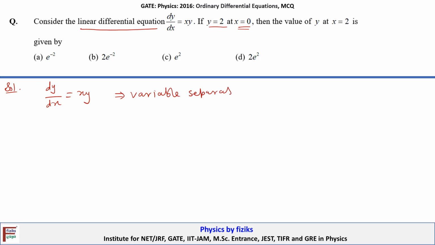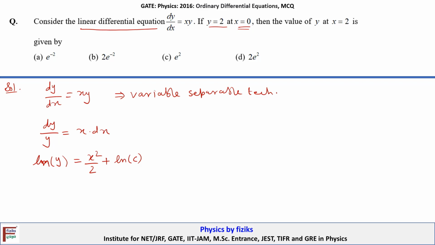Then this equation is written as dy by y is equal to x times dx. Now integrating on both sides, we can write ln, the natural logarithm of y, is equal to x square by 2 plus ln of the arbitrary constant c. Here the arbitrary constant is added in terms of the logarithm, because in this solution one term is the natural logarithm. Therefore we add the arbitrary constant in terms of ln c.